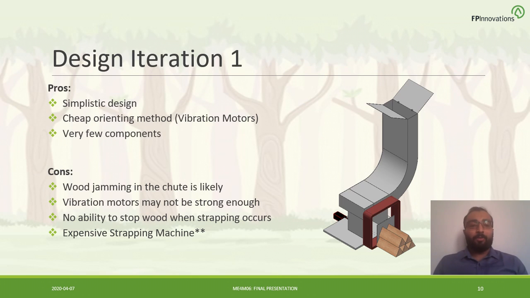The first design iteration involved some pros and cons. Some of the pros involved that it was a very simplistic design. It's a cheap orienting method because the vibration motors are relatively cheap, and there's only a few components.